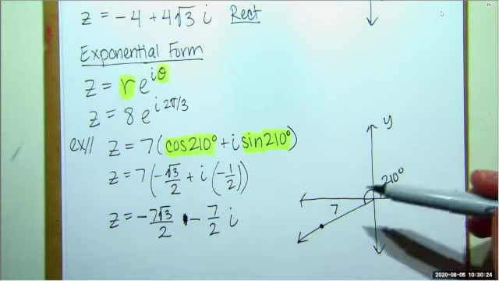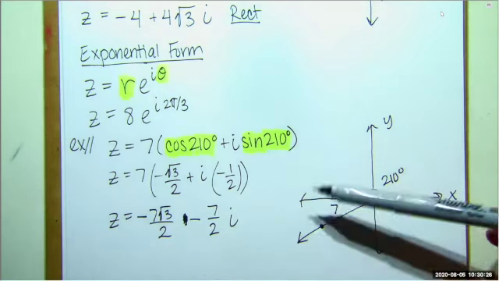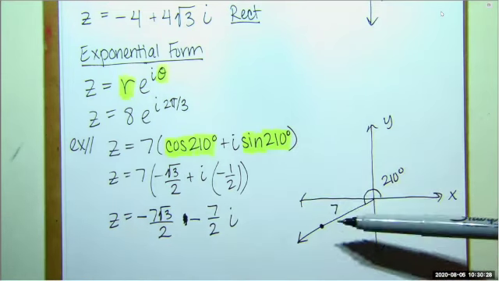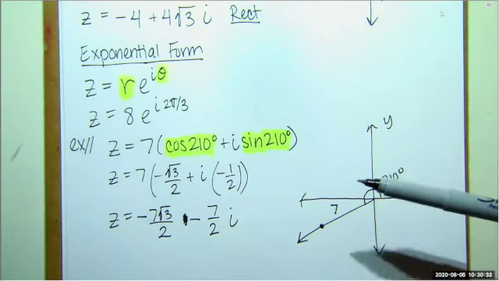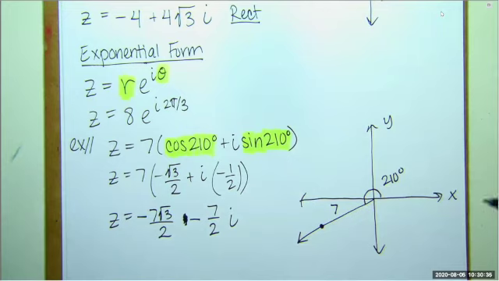We should look at our picture and make sure that this makes sense. We got that x was negative 7 root 3 over 2. And y was negative 7 over 2. So that looks good. We could check with Pythagorean theorem if needed.